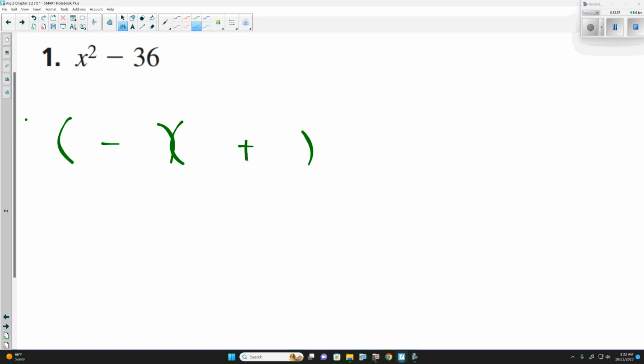Well, what would go in the first spots? So we'd have an x here and an x here, yes? What times itself is 36? So we'd have 6, and so x minus 6 times x plus 6. That's it. Questions on this here? Questions on anything we've done so far?